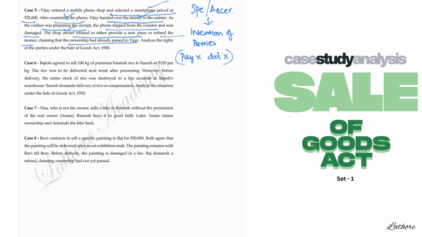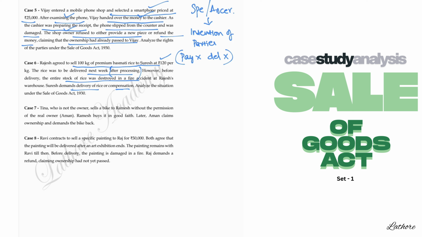Moving on to the next case, Rajesh agreed to sell 100 kg of premium basmati rice to Suresh at 120 rupees per kg. The rice was to be delivered next week after processing. However, before delivery, the entire stock of rice was destroyed in a fire accident at Rajesh's warehouse. Suresh demands delivery of the rice or compensation.